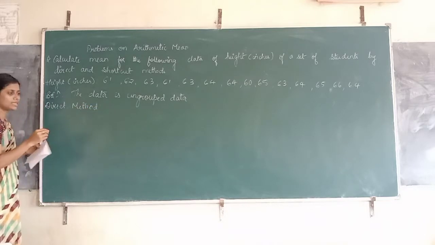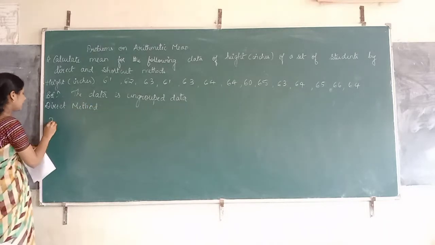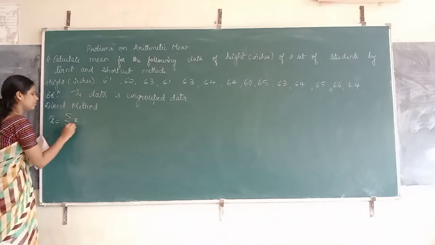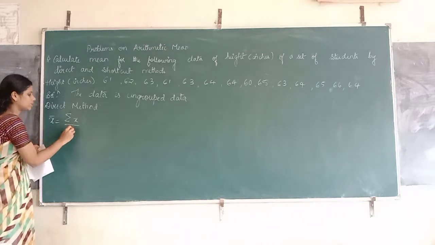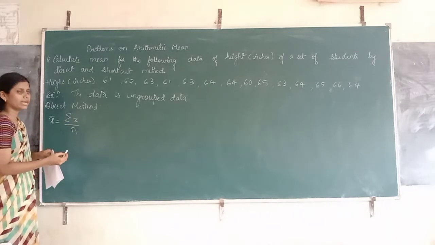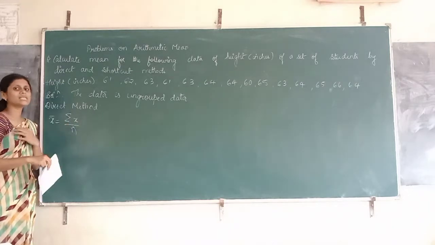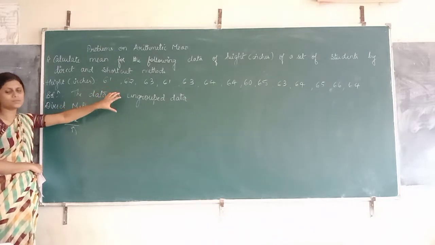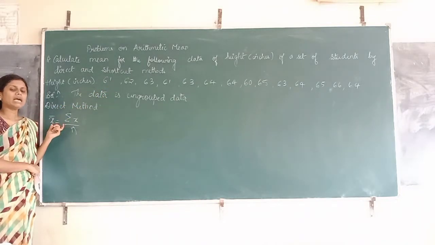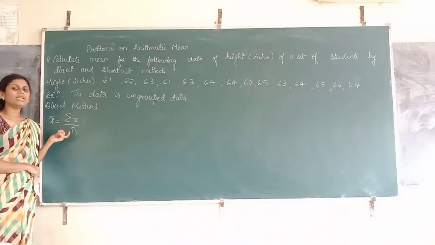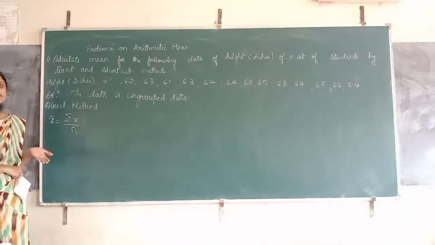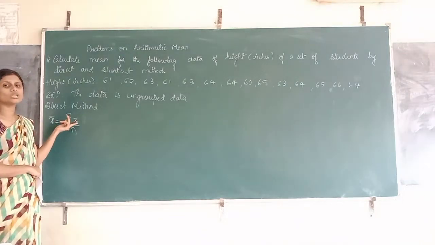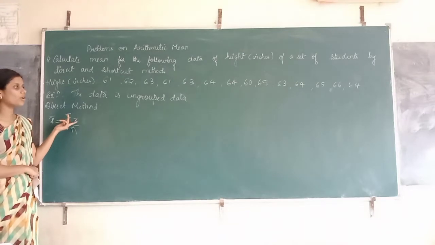So in direct method, the formula of mean is x bar is equal to summation of x divided by n. Small letter n. So what is summation of x? Summation of x is nothing but total of all the observation, sum of observation. Mean is, I have told you the definition itself, mean of set of observation is their sum divided by number of observation. So first we are going to calculate the total of observation or sum of all the observation.